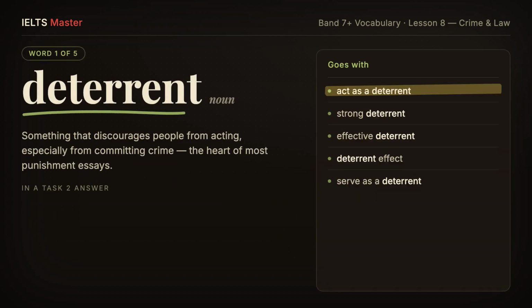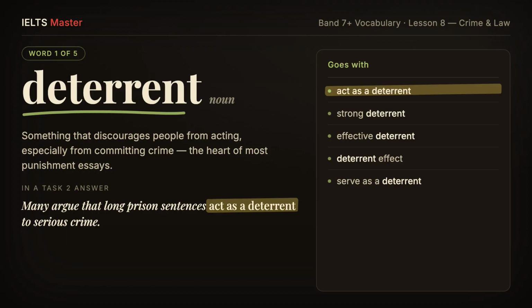First, deterrent. So what is a deterrent? It's something that discourages people from doing something. In these essays, from committing crime. It comes from the verb to deter, which means to put someone off. So if a tough punishment puts people off crime, we say it acts as a deterrent. Makes sense, right? Let's look at 2 examples.